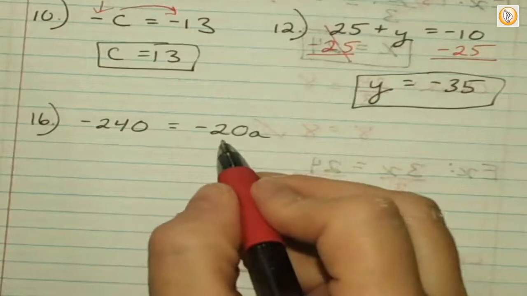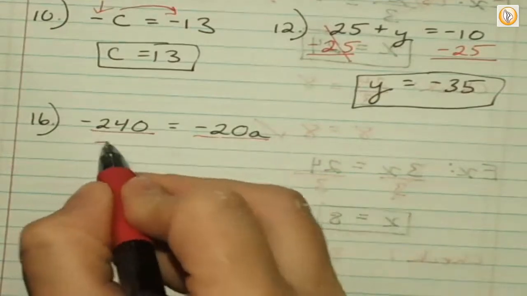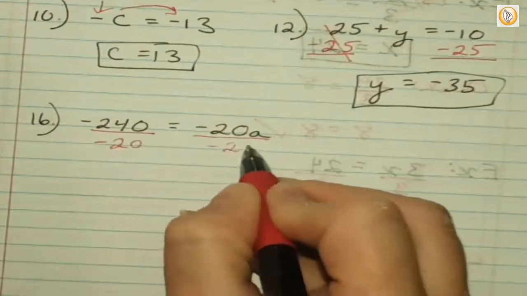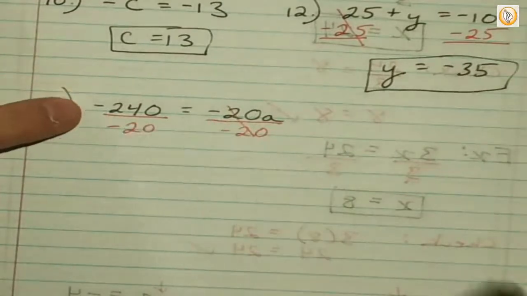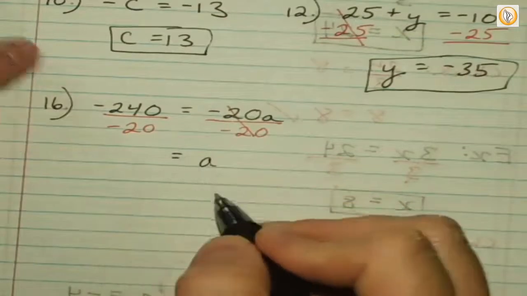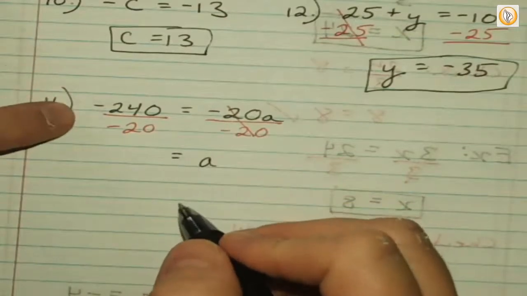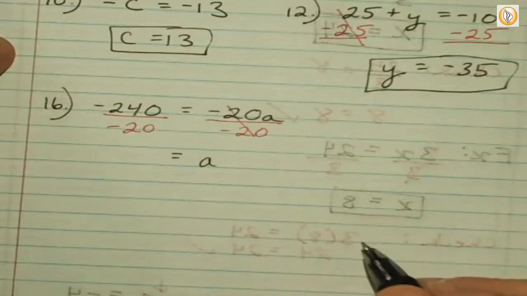So how do I get rid of the negative 20? Divide. And we're going to divide both sides by negative 20. Those cross out. And negative 240 divided by negative 20. Joanne, I'll let you do the work. First of all, negative divided by negative is what? Positive. That's right, so it's going to be a positive answer.